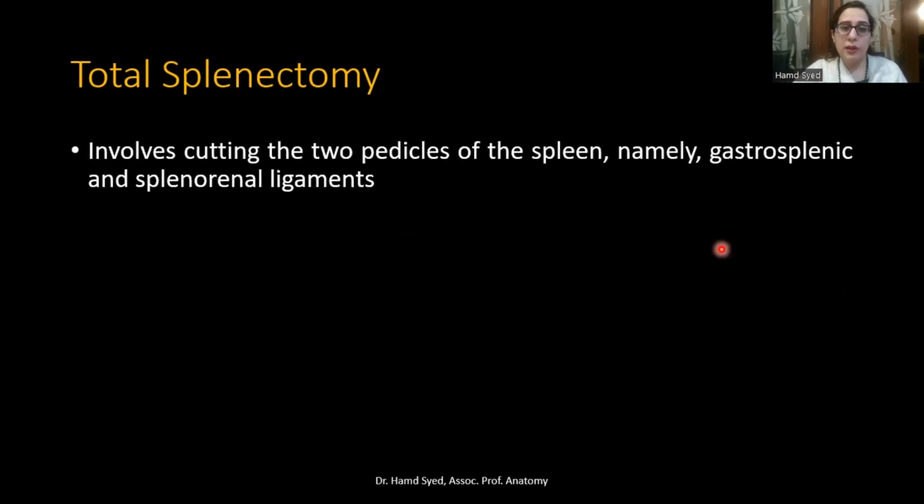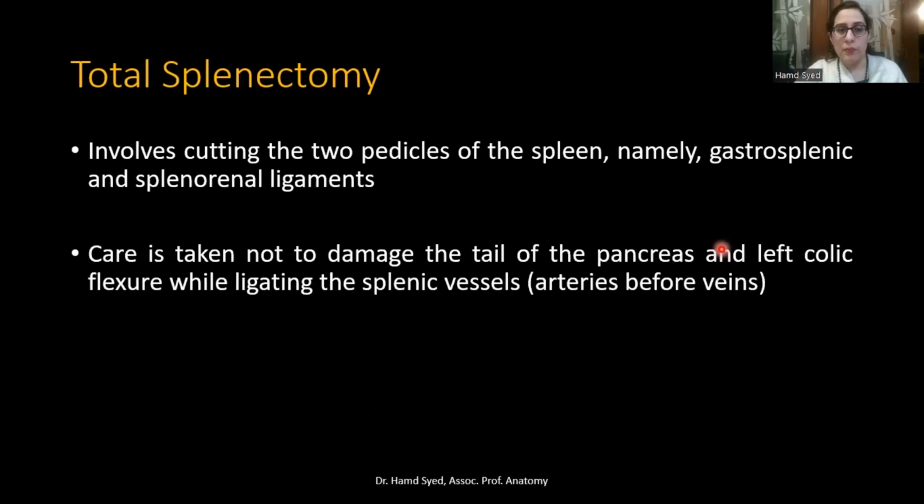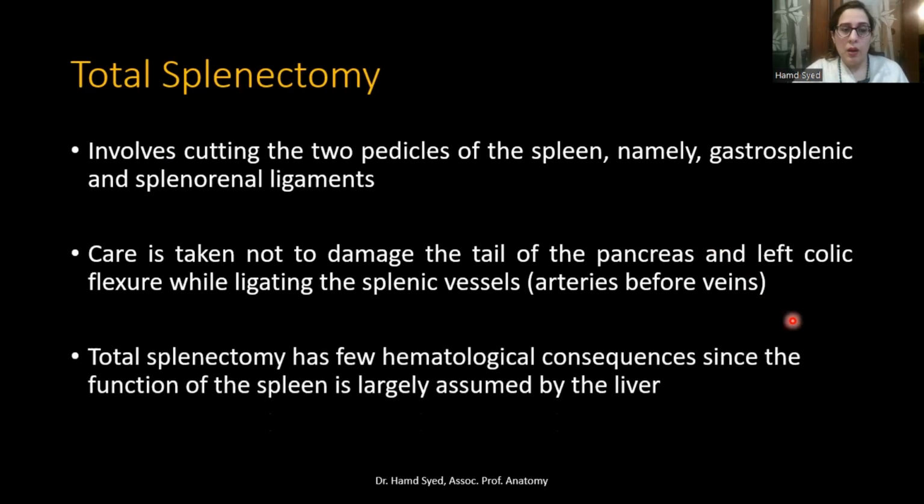Well, this involves cutting the two ligaments of the spleen, namely the gastrosplenic and splenorenal ligaments. And while removing the spleen, we have to be careful not to damage the tail of the pancreas and the left colic flexure while we are ligating the splenic vessels. After the spleen has been removed, the hematological consequences are very limited since the function of the spleen is largely replaced by the liver.